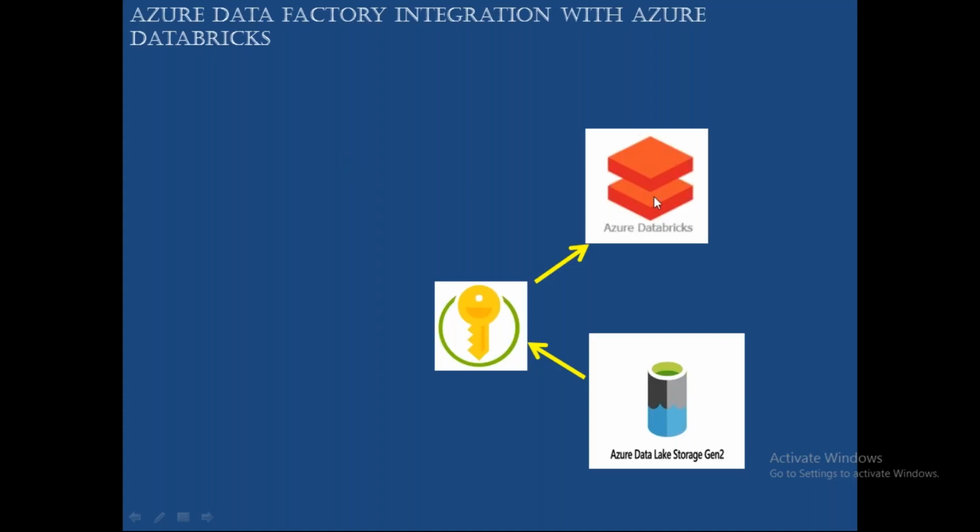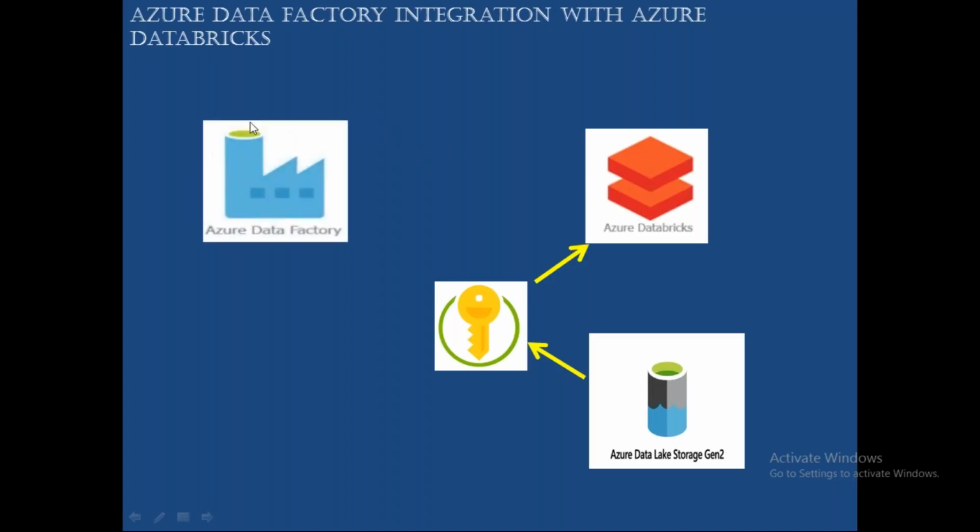Now I have a notebook which is already mounted, but this particular notebook I want to schedule and run, and I want to pass dynamic parameters. Based on the parameters, this Databricks notebook should run. So for that, I'm going to use a data factory.